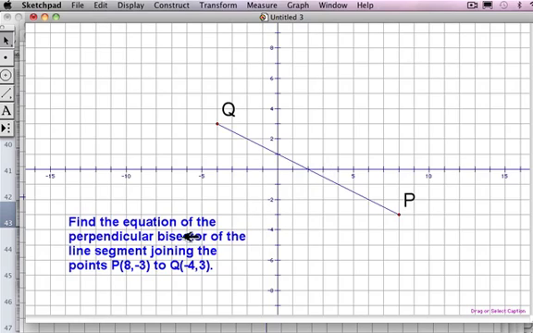Also, we're told that it is perpendicular. So it's a perpendicular bisector, so it's going to run at a 90-degree angle. So the slope is going to be the negative reciprocal of the slope of line PQ.